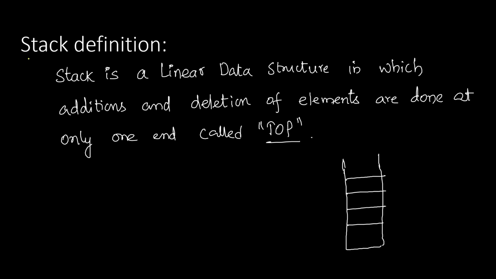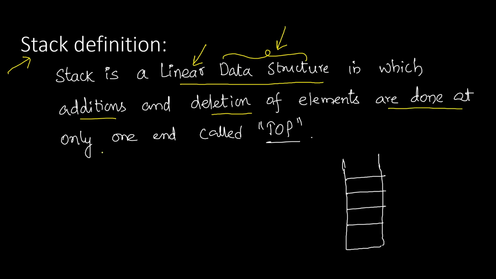Okay, so firstly we will see the stack definition. Stack is a linear data structure. What is the meaning of data structure? A structure which is used to store the data, and linearity is a property. So stack is a linear data structure in which addition of elements and deletion of elements to the stack are done at only one end called the top.